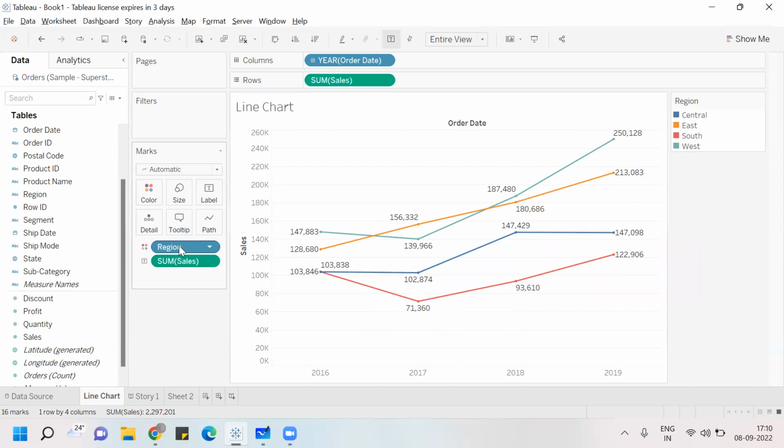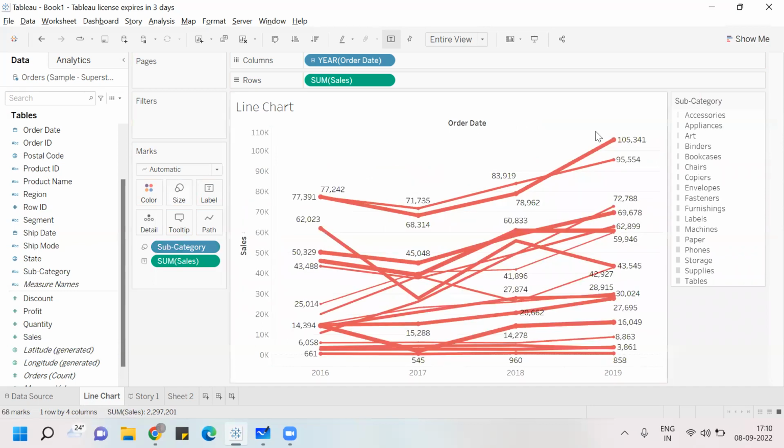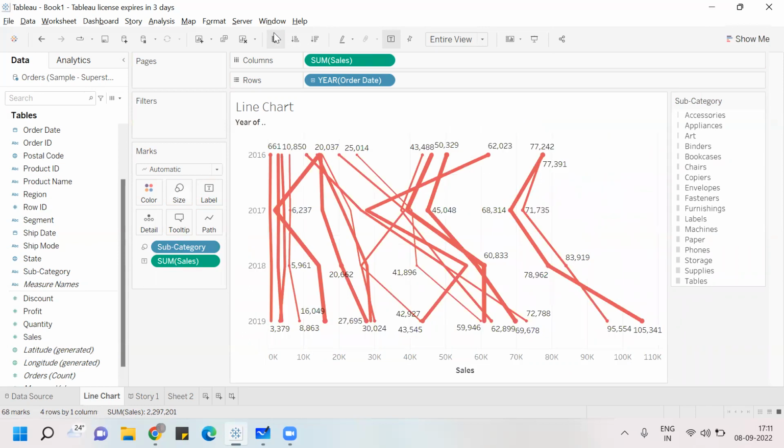If you want, you can remove regions. Okay, you can make comparison subcategory wise. These are the different subcategories. You can make a comparison subcategory wise. If you have too many variables, you can change the axis. So this also does not make much sense in a line diagram.